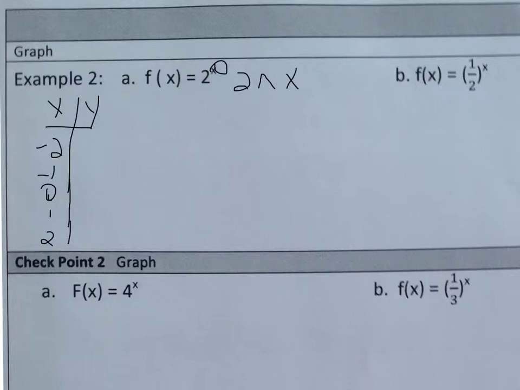So we get, for -2, 0.25. -1, when we plug that in, that's 0.5. 0 is 1, like we said it was before. 1 is 2, and 2 is 4.